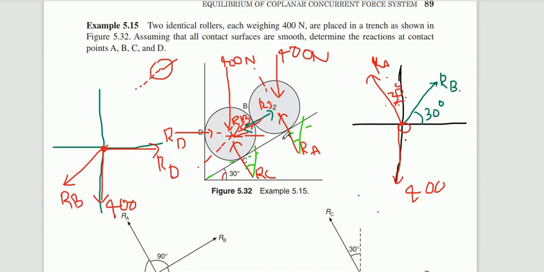RB is parallel to this plane. Therefore it is 30 degrees, with respect to the x axis only. And there is another force, RC. Just observe how it is there.